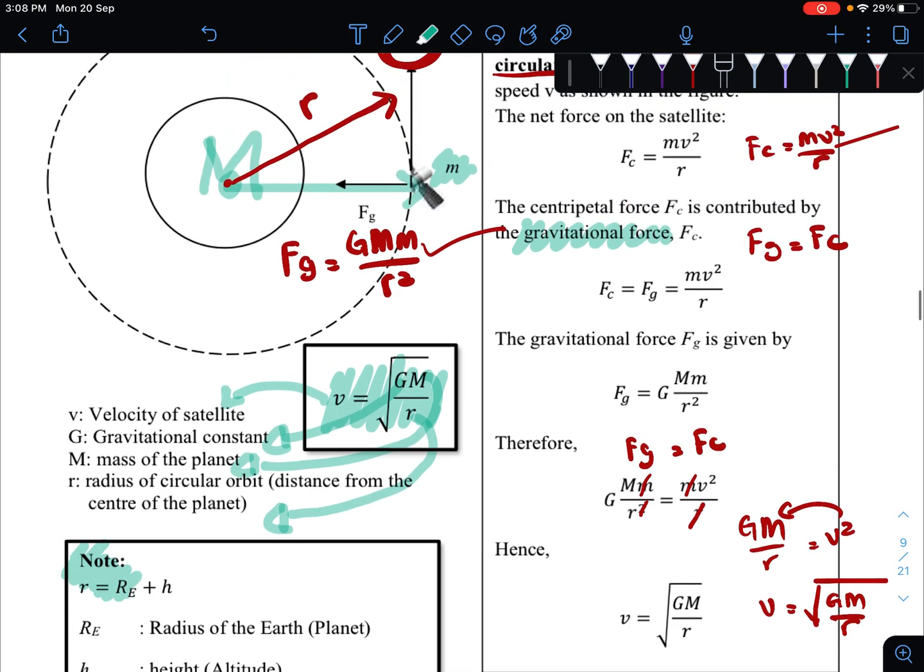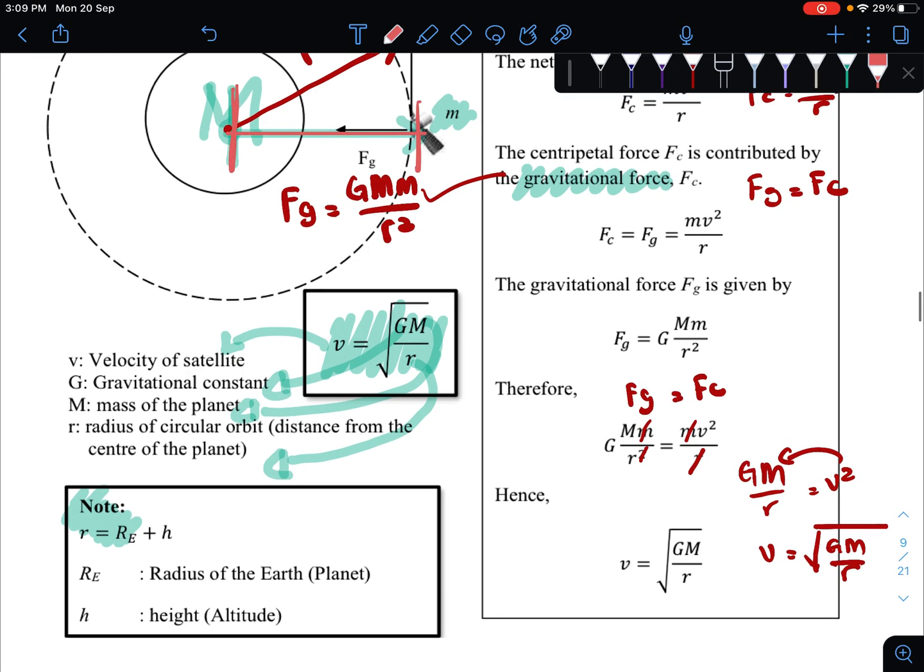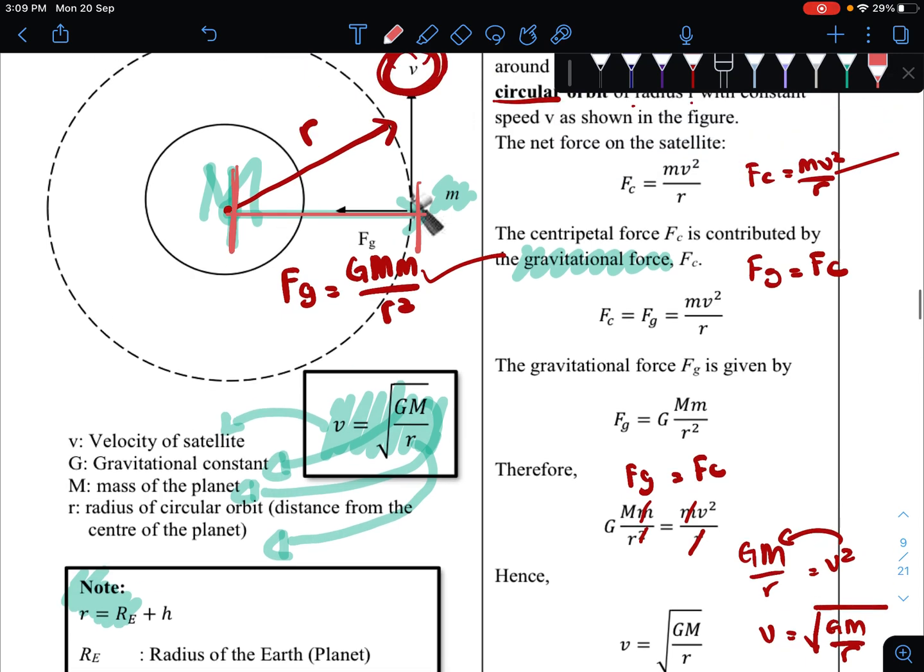So you have to take note here where R, like I said, is from the center to the position of the satellite. So you have to be very careful. If your planet is Earth or any other planet, it will have its own radius. We use capital R here for the radius of the planet.